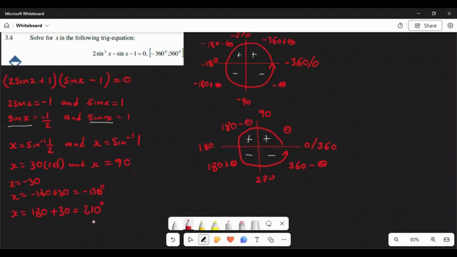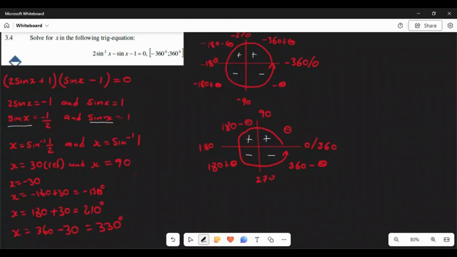So it's going to be 210 degrees. Right, last but not least, as you can see, sine is negative here on this quadrant. It's going to be 360 minus 30. So as you can see, this is going to be 330 degrees. Guys, these answers that we got here, if we substitute them into sine x, we will have negative 1/2. Alright guys, that's how you do this one here.